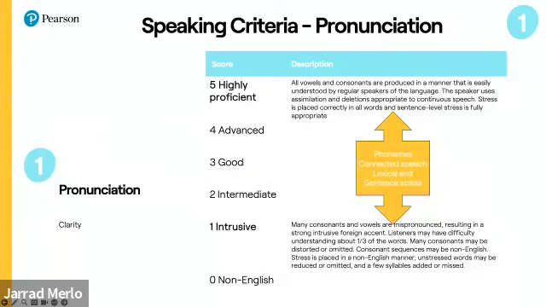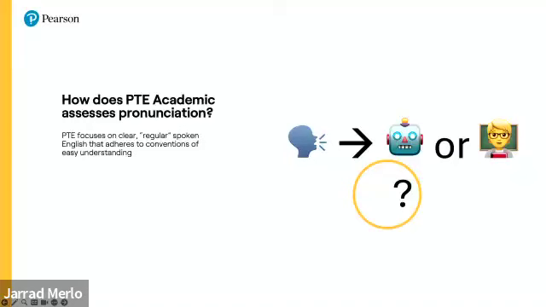Anyway, I highly recommend that you do your own research and read the score guide on pronunciation. You'll find it's actually quite complicated, but you as teachers can definitely do this. So let's think about this. How does PT Academic assess pronunciation then?